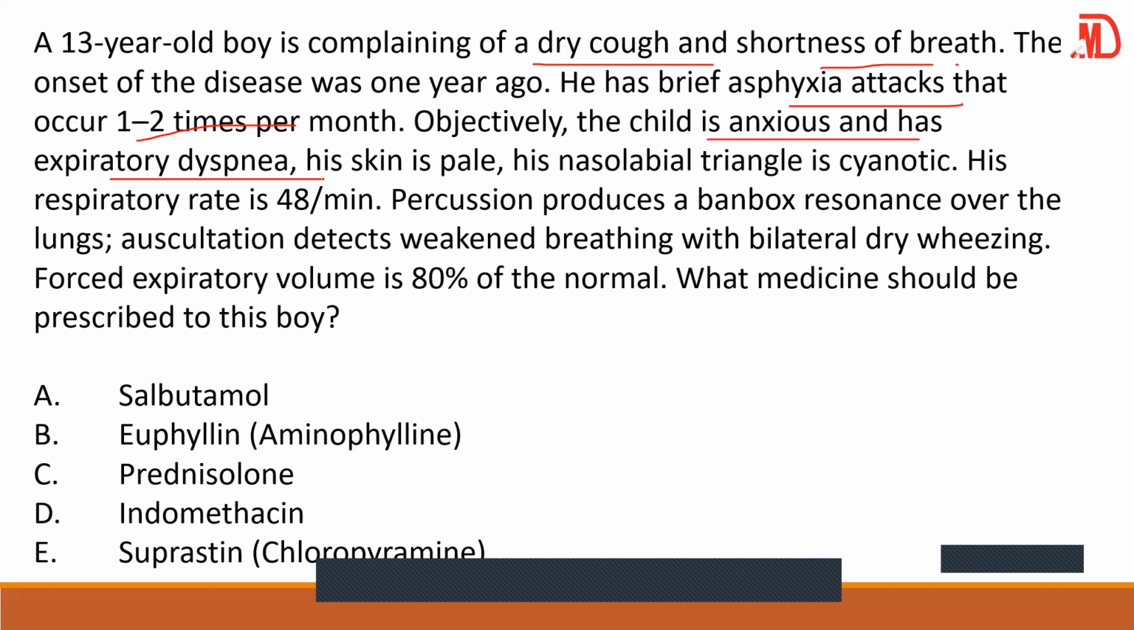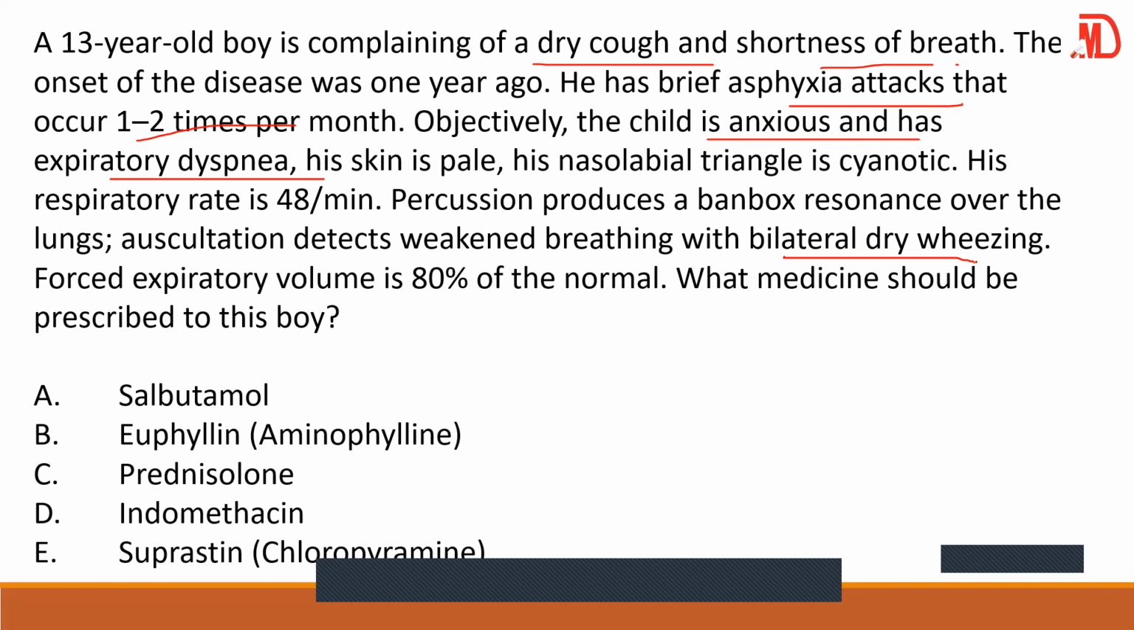All right, now his skin is pale. His nasolabial triangle is cyanotic. His respiratory rate is 48. That is high. Percussion produces a bandbox resonance over the lungs. Auscultation detects a weakened breathing with bilateral dry wheezing. Look at it. There is wheezing. Anytime you hear of wheezing too, again, it confirms that you could be dealing with what? Asthma. Forced expiratory volume is 80% of the normal. So we use forced expiratory volume when you want to measure the severity of the condition in asthma.